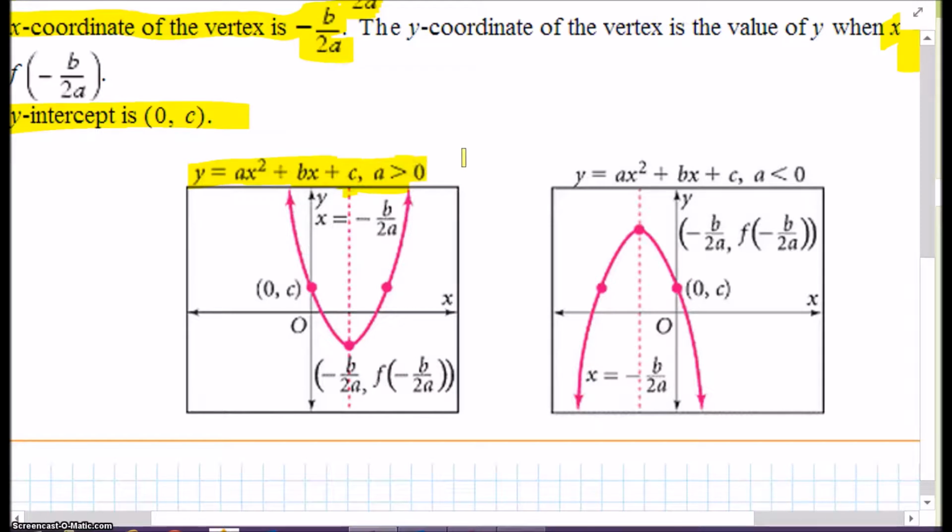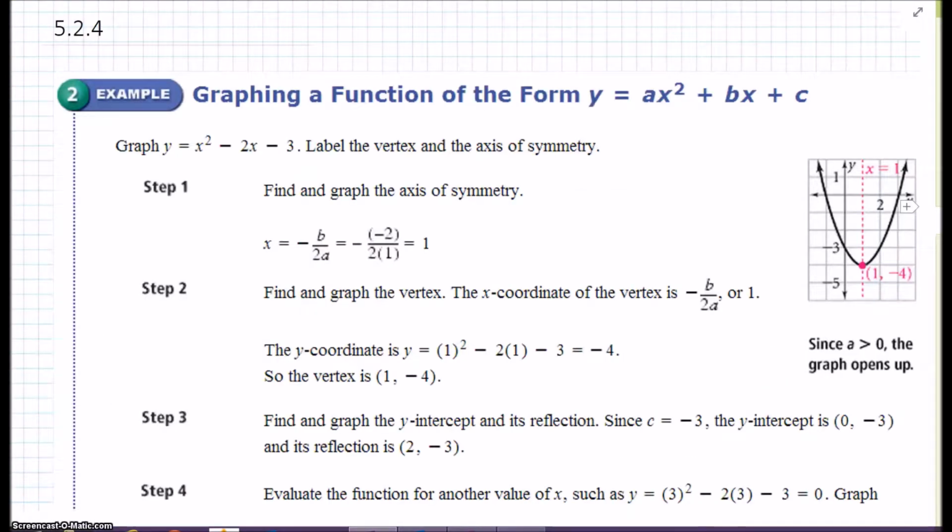When a is greater than 0, the graph goes up. You can see the vertex has x value negative b over 2a, and the y value is the function of that. The axis of symmetry is x equals negative b over 2a, and then don't forget your y-intercept and its corresponding point. Again, if a was negative, the graph would go down.